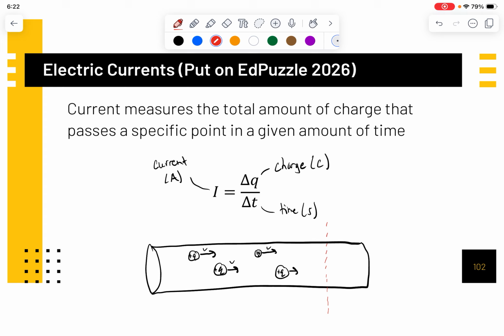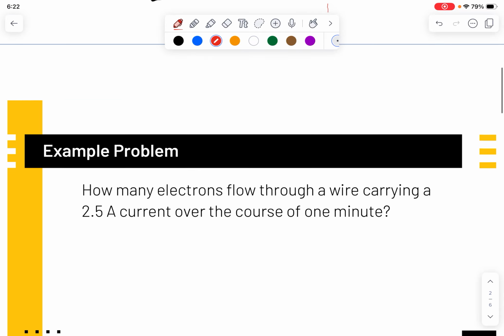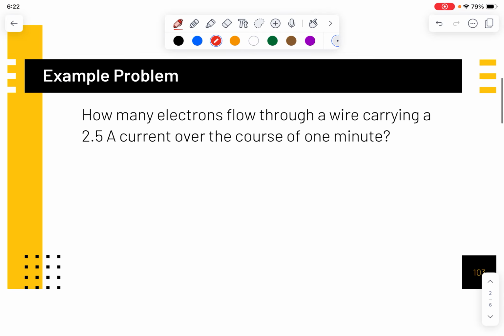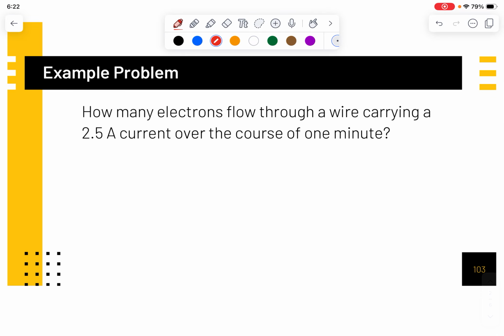Now with an actual wire, there are trillions upon trillions of available electrons that can be moving, so we can have a very large number of electrons traveling through our wire to get whatever current we might need for our circuit. Now, one way we can apply this is, let's say we're trying to figure out how many of these actual electrons are traveling through a wire based upon its current.